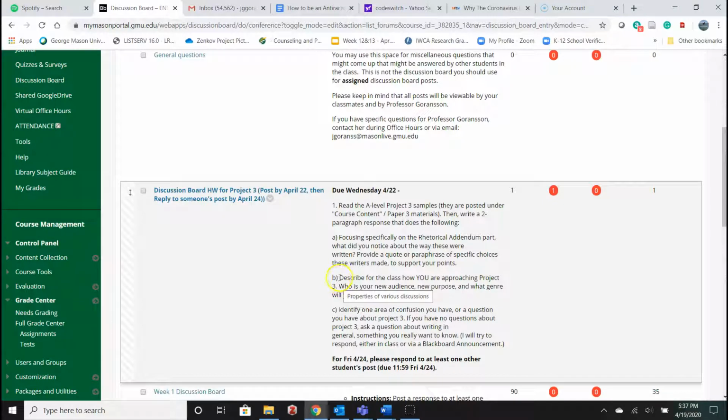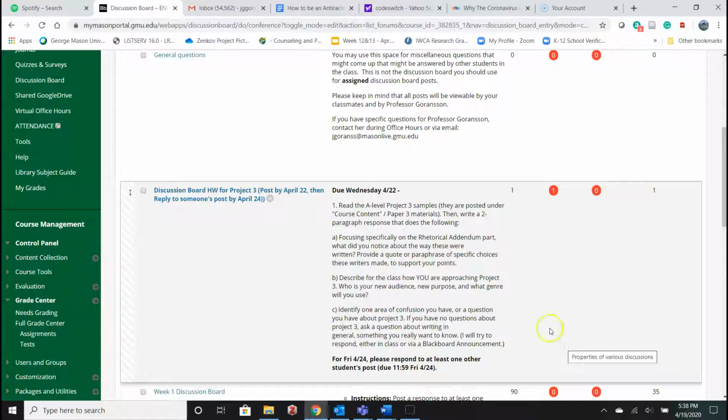the second thing you're going to do in this discussion board post is describe for the class how you are approaching Project 3, who's your new audience, and what's your new purpose, and what genre will you use. And the third thing is to identify one area of confusion you have about Project 3 or a question you have about Project 3. And if you don't have a question about Project 3, just ask a question about writing in general.